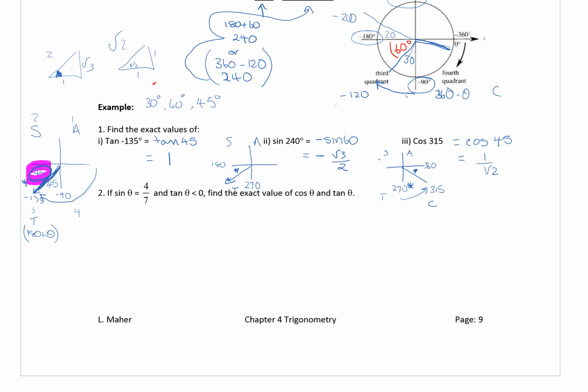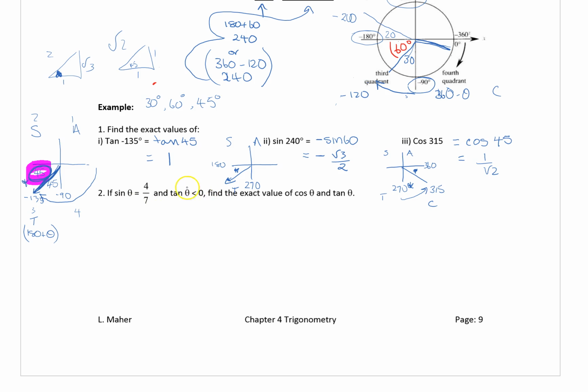So they're fairly standard sorts of questions that you get. And another variation of question that you might also come across is here in example 2. And it says, if sine of theta is 4 on 7, and the tan of theta is less than 0. So the tan of theta is negative. So theta, the sine is a positive number. The tan is a negative number. Find the exact value of cos theta and tan theta. The exact value of cos and tan.